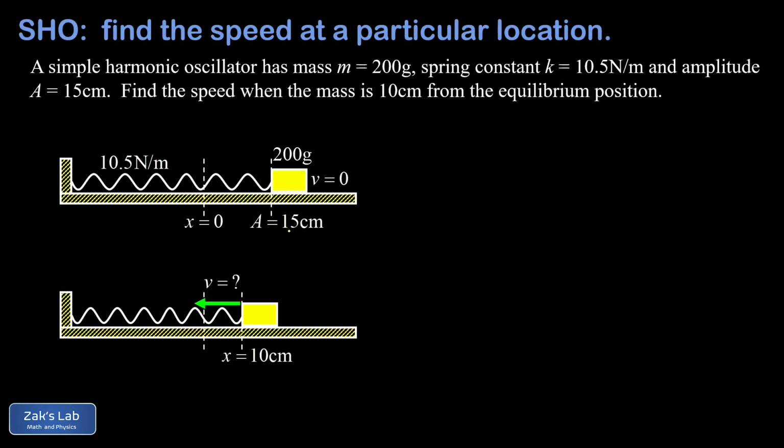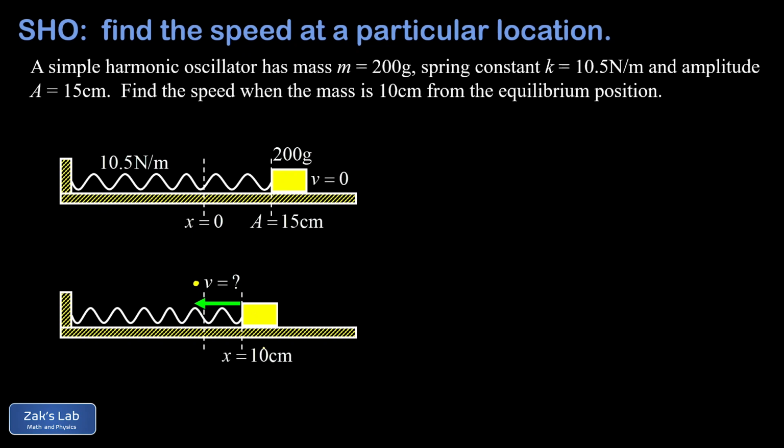In this problem, we're given the mass and spring constant and amplitude of a simple harmonic oscillator. And what we're looking for is the velocity at a specific position 10 centimeters away from the equilibrium length of the spring. So this is an energy conservation problem where the stuff we were given in the initial state allows us to find the total energy of this oscillator.